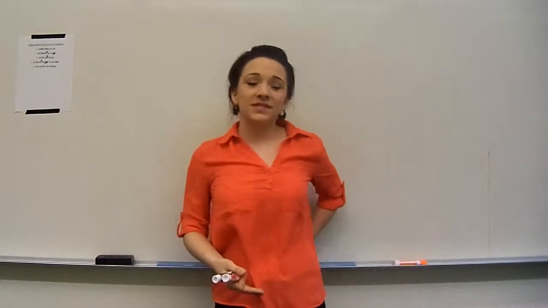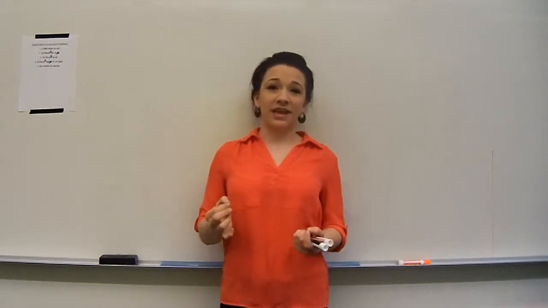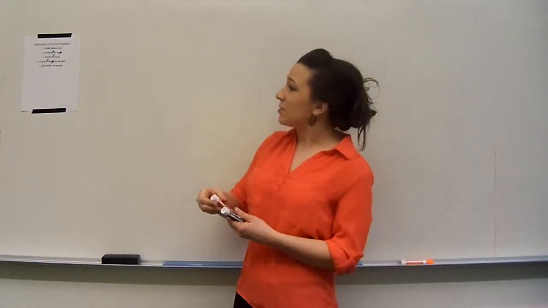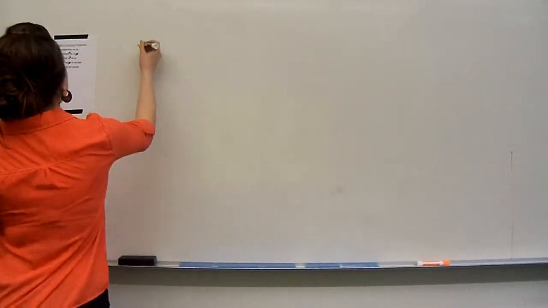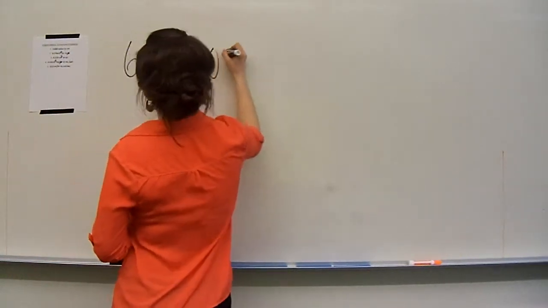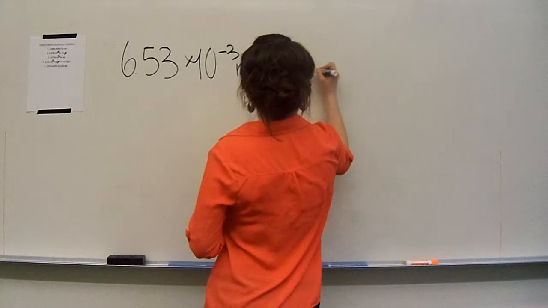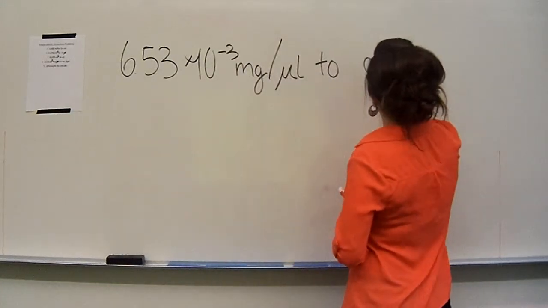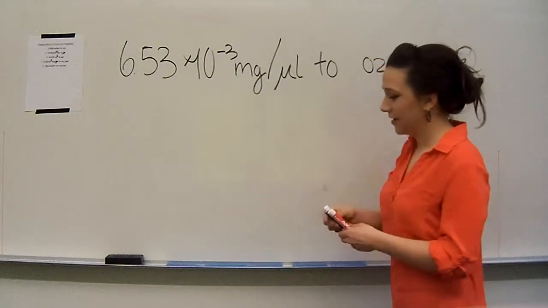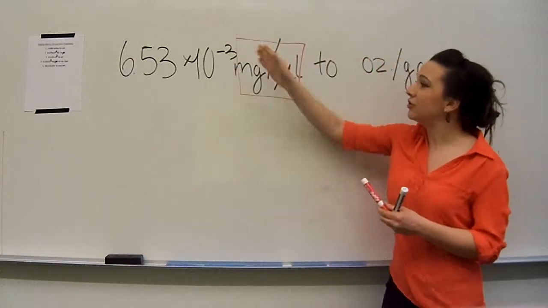The next two problems are going to be slightly different than the first three that we completed. They are different in the aspect that they have a unit per another unit as the final answer. As you can see in the first problem, I'll go ahead and write it. So we have 6.53 times 10 to the negative third milligrams per microliter, converting that to ounces per gallon. As I was saying, you can see that this right here is what I'm talking about, a unit per unit.